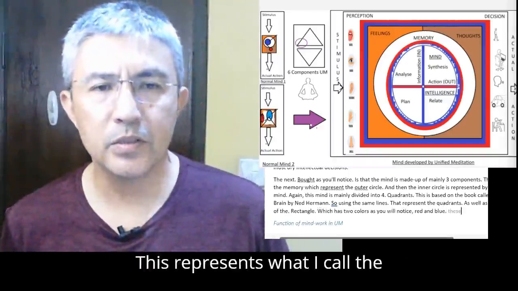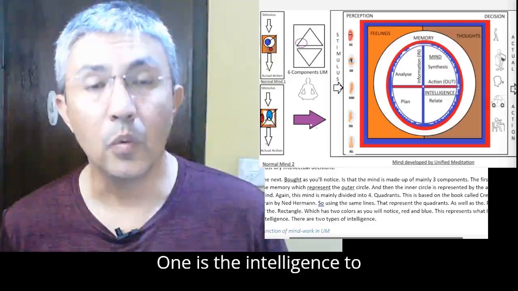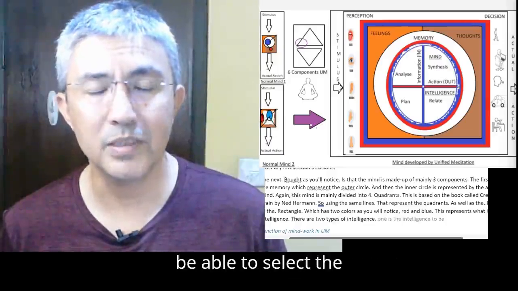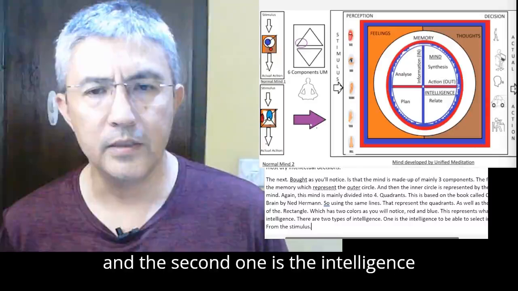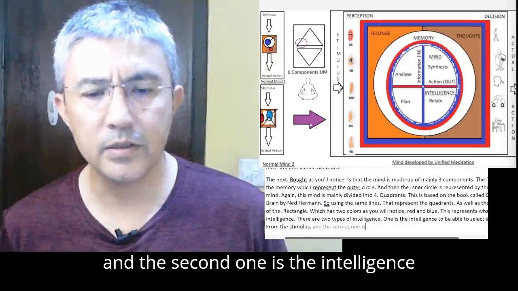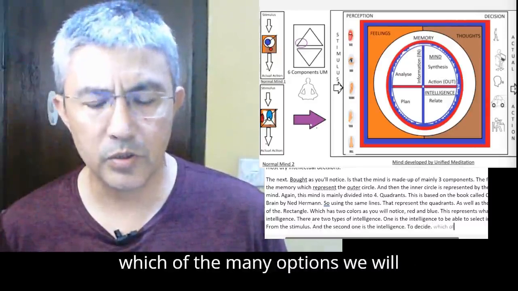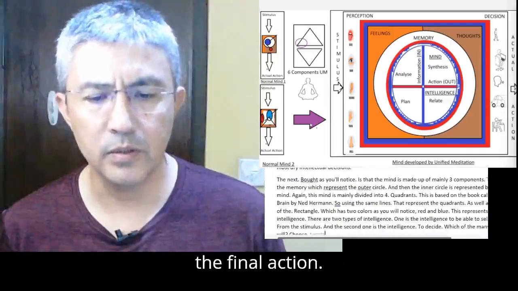This represents what I call the intelligence. There are two types of intelligence. One is the intelligence to be able to select the information from the stimulus, and the second one is the intelligence to decide which of the many options we will choose to complete the final action.